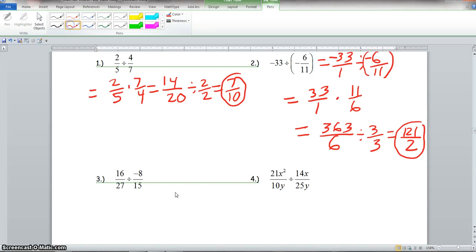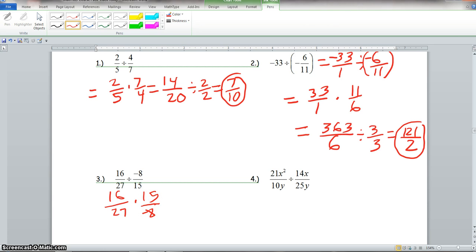Okay, class, picking up where we left off. We're on problem number 3. We have positive 16 over 27 divided by negative 8 over 15. So we keep the first fraction the same, change division to multiplication, and take the reciprocal of the second fraction.